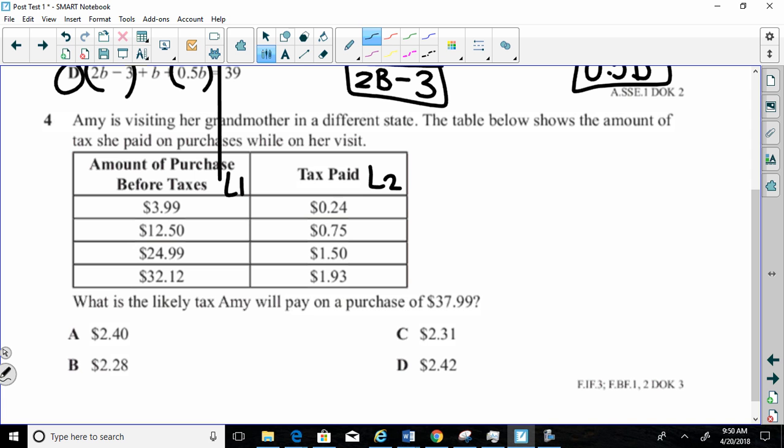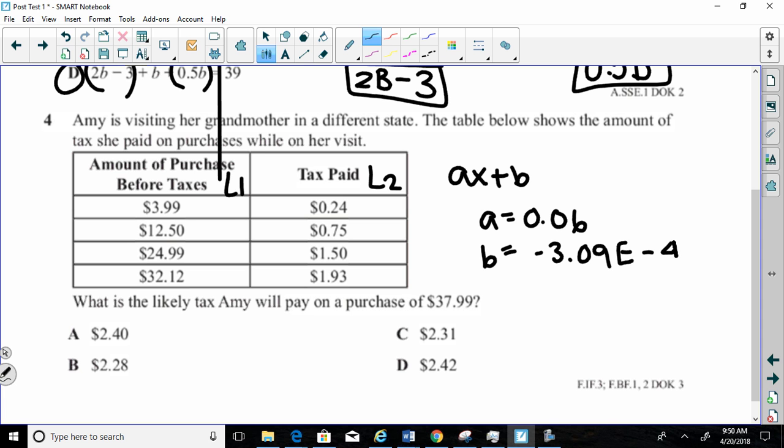And so they want you to get the equation. So what you end up getting when you get ax plus b, you end up getting a equals 0.06, I think. Yes, 0.06. And b equals something weird like this, and this won't be on your test. Negative 3.09, it says e to the negative 4. Did anyone try it this way and get that weird answer? And so what e to the negative 4 means is that e means move the decimal 4 times back. So they're asking me to go 4 times back.